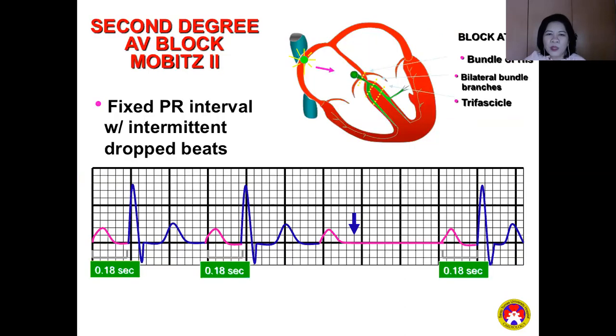Let's go to Mobitz type 2. Again, we see a P without a QRST complex, so we know this is a second degree AV block. But if we get the PR interval before the dropped beat and compare it with the PR interval after the dropped beat, they are exactly the same. So if the PR interval is fixed and you just see a P without a QRST complex, then that is a second degree AV block Mobitz type 2.